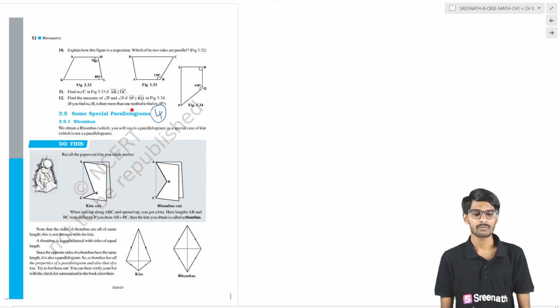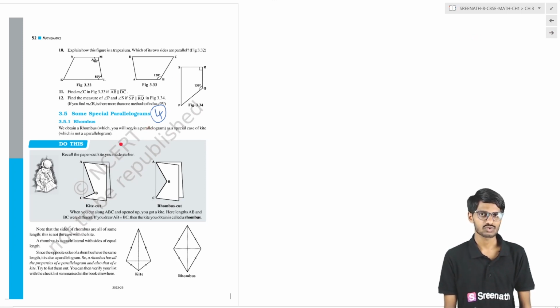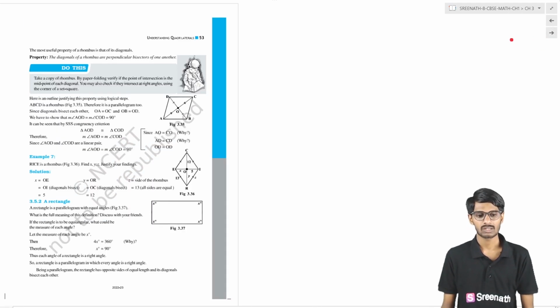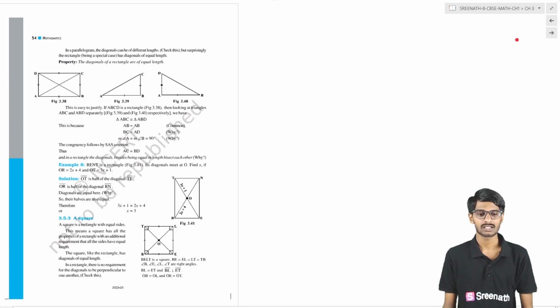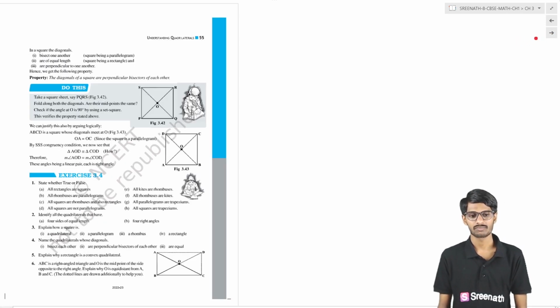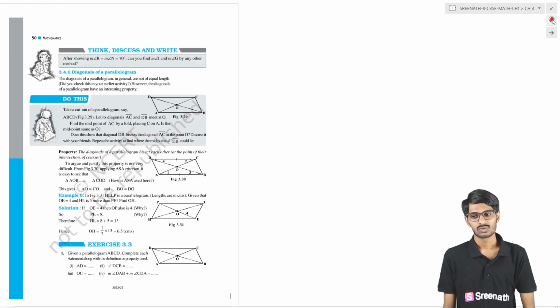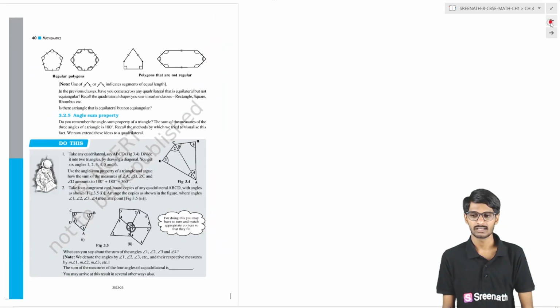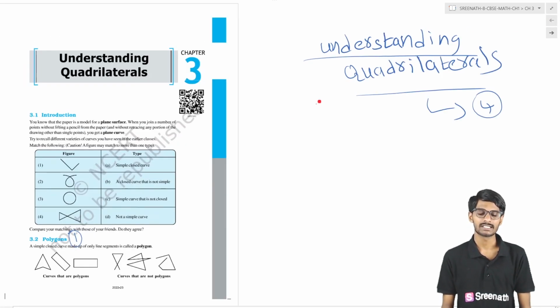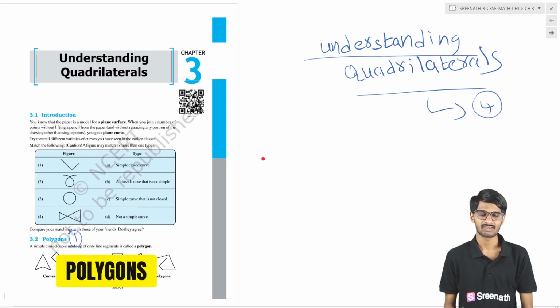Then coming to the fourth topic, that is some special parallelograms. What are some of the special parallelograms? Rhombus is one type of parallelogram, rectangle is one type of parallelogram, and square is another type of parallelogram. We are going to discuss all those in that topic, students. That's it, our chapter is completed here. So basically, what we have completed up until now is the overview. Our overview is completed here. Now we will start our first topic.